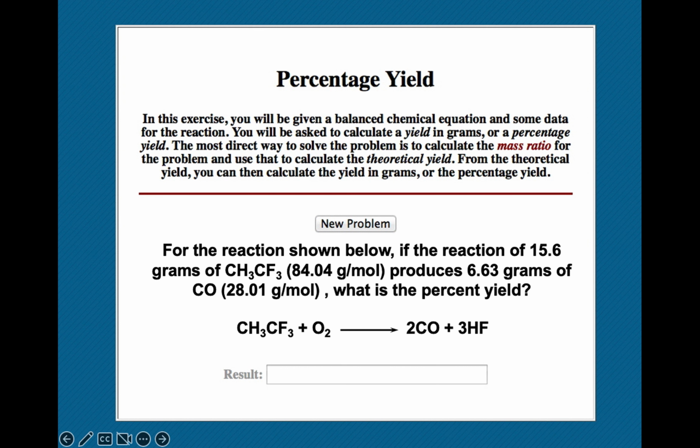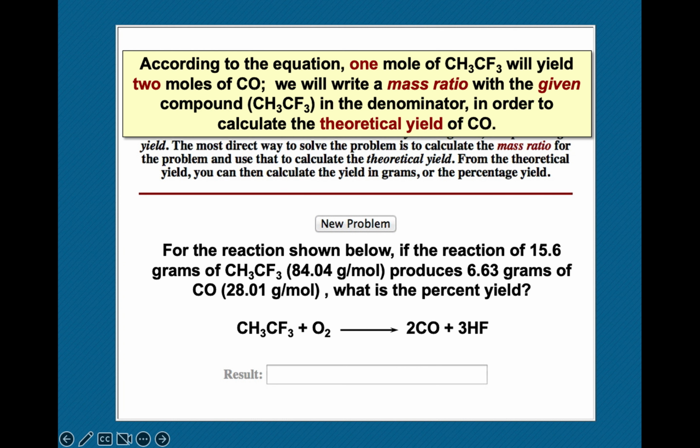We have 15 grams of CH3CF3, and we're making 6.6 grams of CO. So this guy and this guy. What's the percent yield? We look at our stoichiometry, it's 1 to 2. 1 mole of trifluoroethane gives 2 moles of CO.